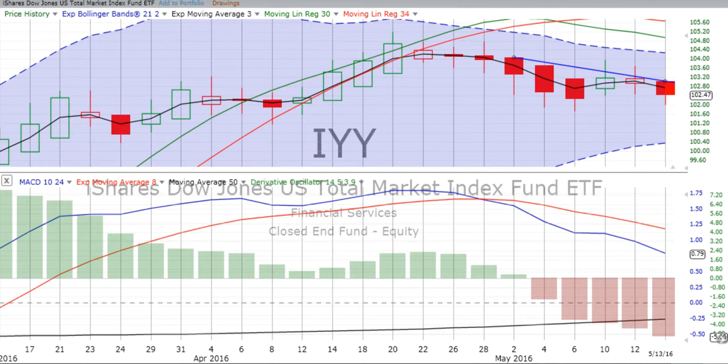Where are we? Well, the market continues to move down. Friday, the 13th, was a down day. The total market, which is where we always begin, IYY, which is the iShares Dow Jones U.S. Total Market Index Fund. It's an exchange-traded fund. It tracks the whole market. That was down 0.76%. Again, that's about 0.75% down.